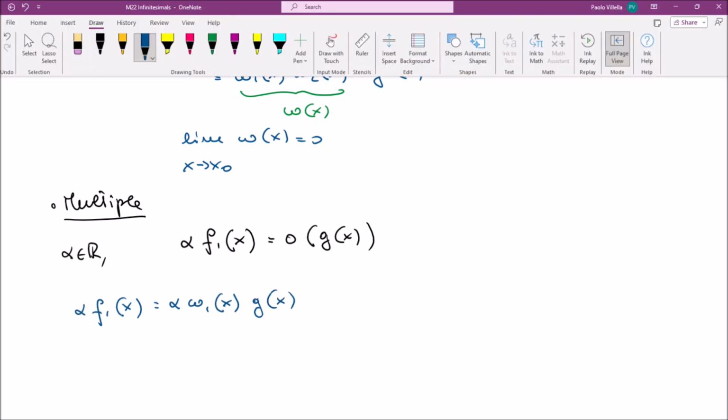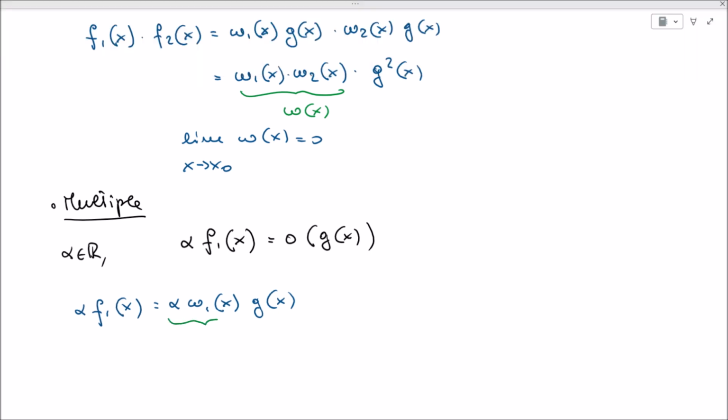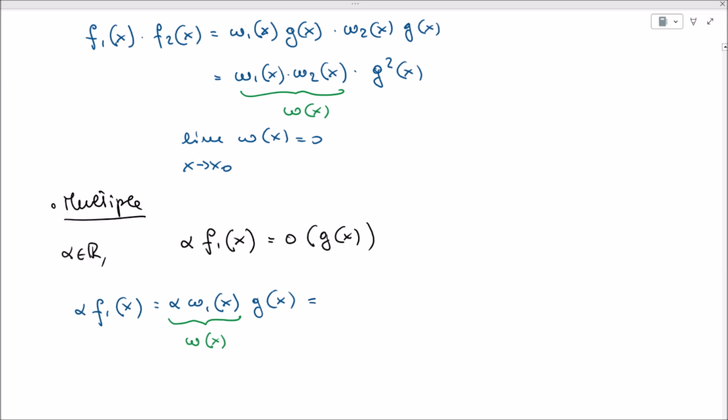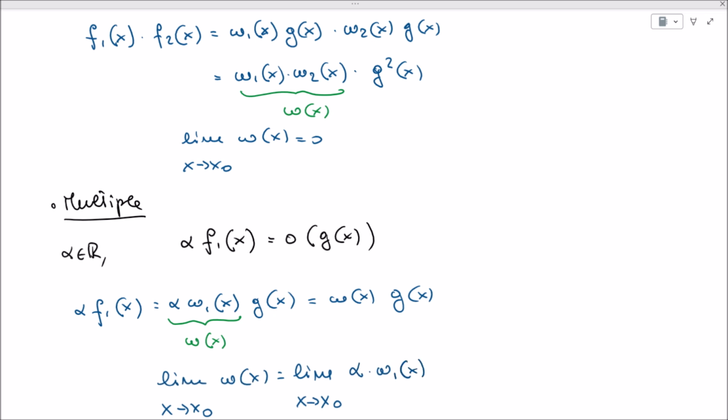And we have now this that we can call omega of x. So clearly, once again, we can write this as omega of x times g of x. So first condition satisfied. Second condition, we need to prove that the limit of omega of x as x goes to x naught is equal to 0. But this is just the limit as x goes to x naught of alpha, which is just a constant, times omega 1 of x, and this is clearly equal to 0. So this concludes the proof.